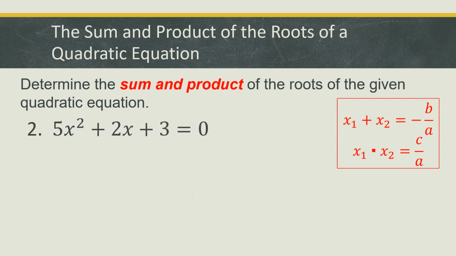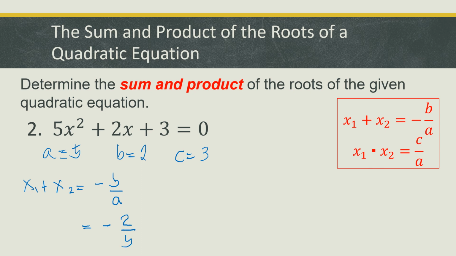Another example: 5x squared plus 2x plus 3 is equal to 0. Let us determine the sum and product of the roots of the given quadratic equation. So again, know your a value, your b value, and your c value. We have positive 5 for a, positive 2 for b, and positive 3 for letter c. So, get the sum of the roots first, negative b over a. Your b is 2, and your a is 5. And that is the sum of the roots.